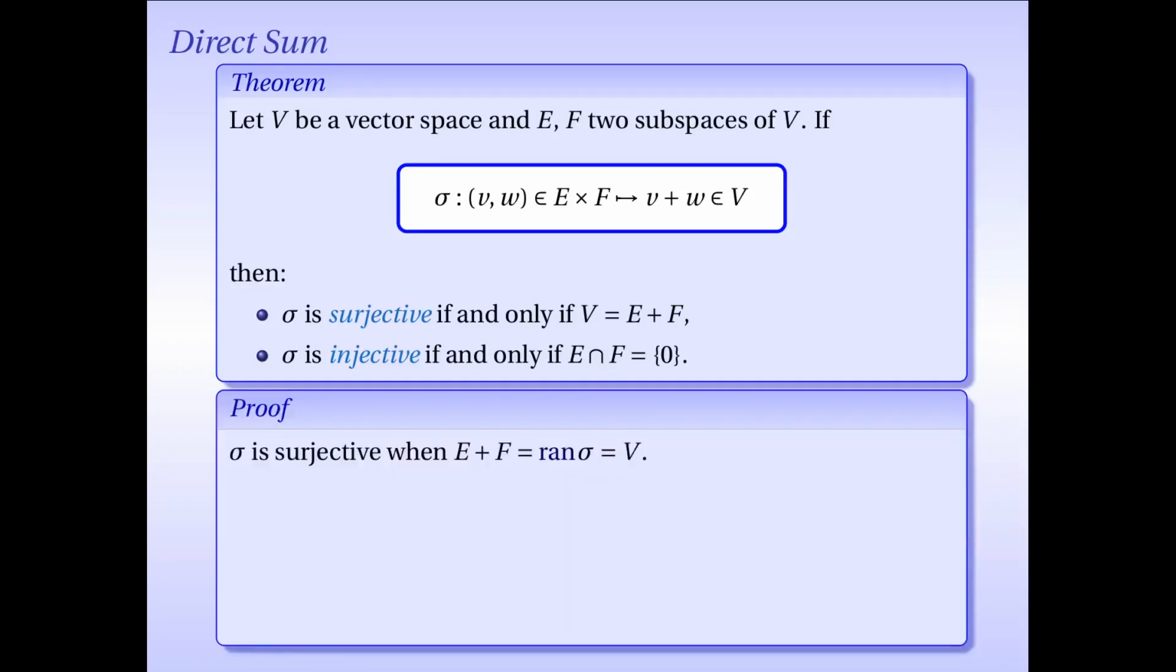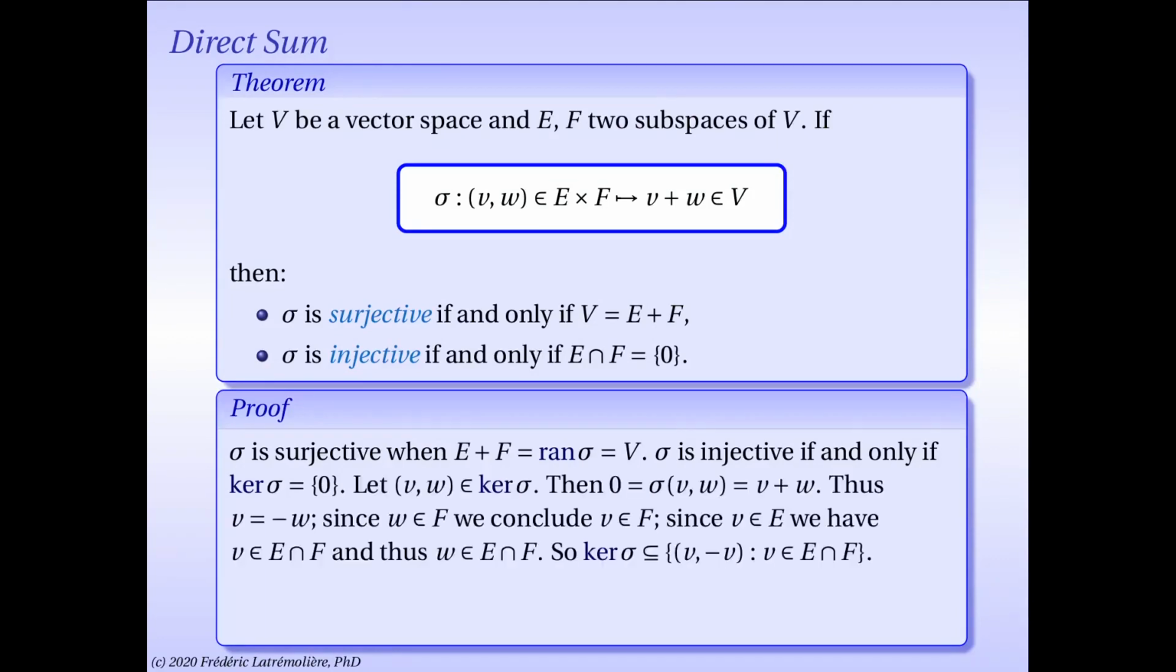First, the range of the map sigma is by definition the sum of E and F. Therefore, the map sigma is surjective if and only if the sum equals the entire vector space. On the other hand, sigma is a linear map, so we have a characterization of its injectivity: sigma is injective if and only if its kernel is reduced to the singleton 0. So I'm going to calculate the kernel of sigma now.